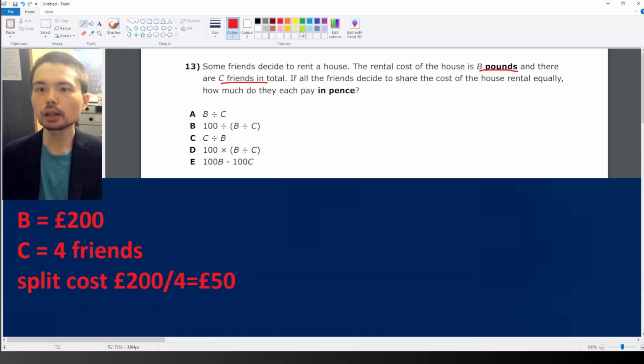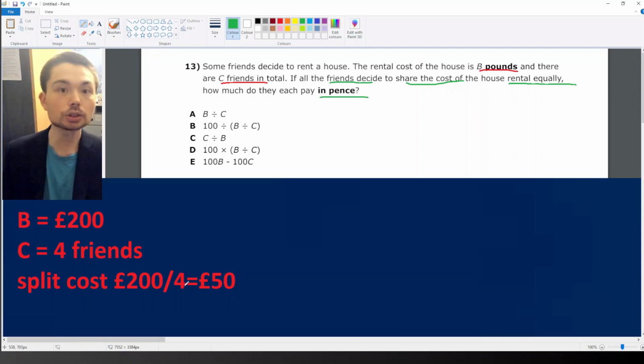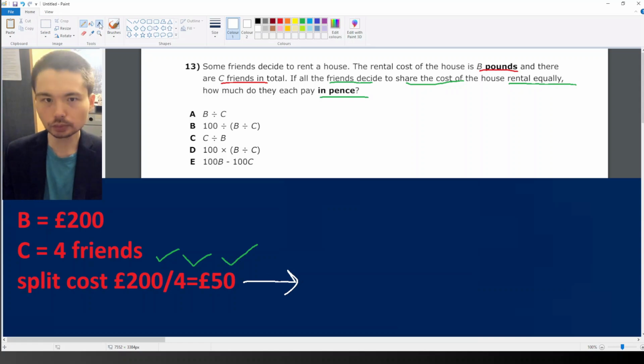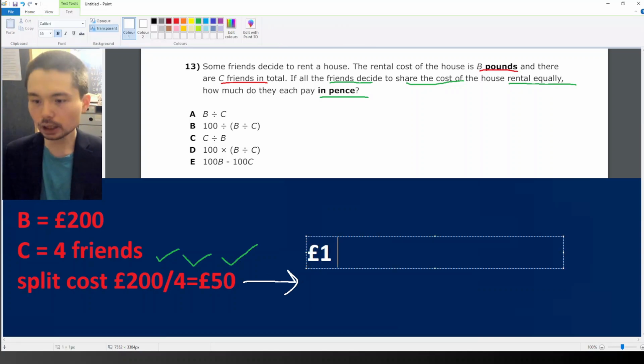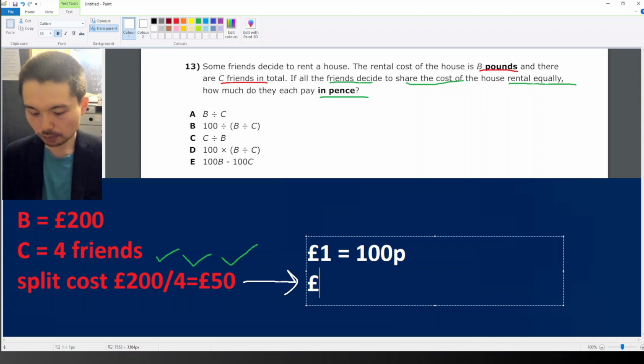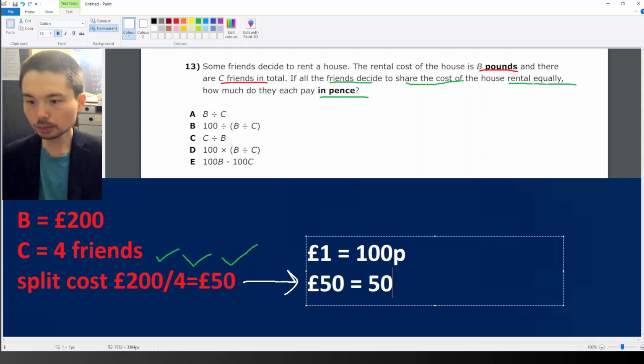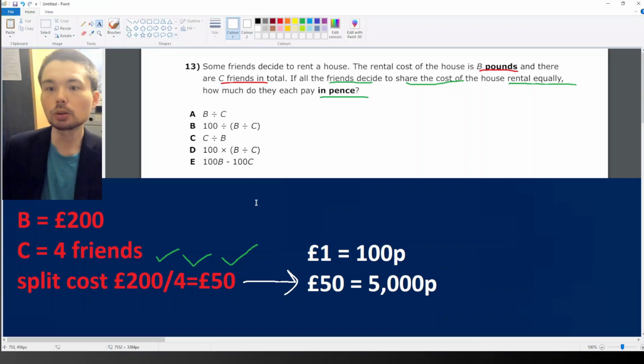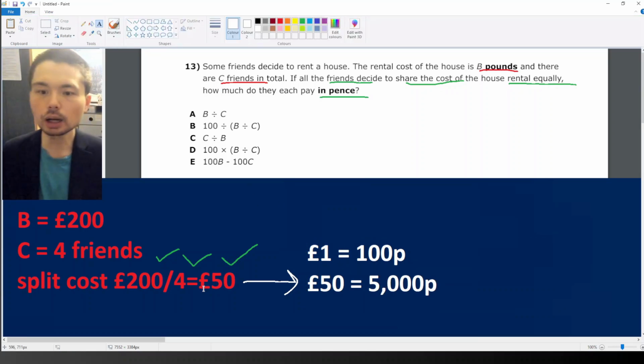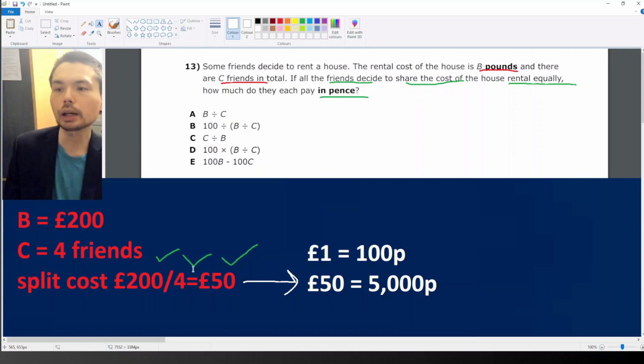We probably divide. Next bit, if all the friends decide to share the cost of the house rental equally, how much do they pay in pence? Okay, so imagine, look at this example. We just did 200 divided by 4, which is equal to £50. Now how do we go from pounds to pennies? We times by 100. £1 is equal to 100 pence. So here, £50 is equal to 50 times 100, so 5000 pennies, 5,000p. So that is what it looks like we're going to do. Divide the two numbers and then we take the answer and then times by 100.